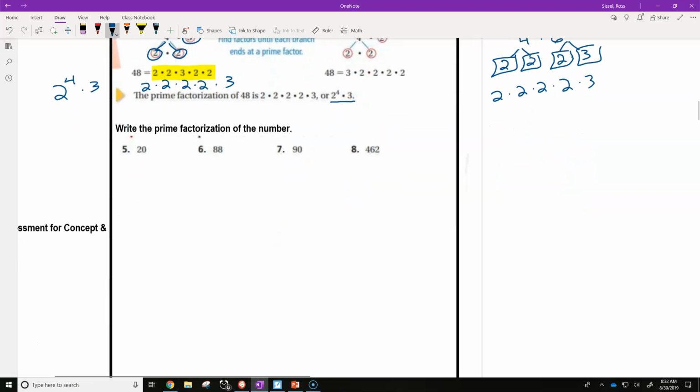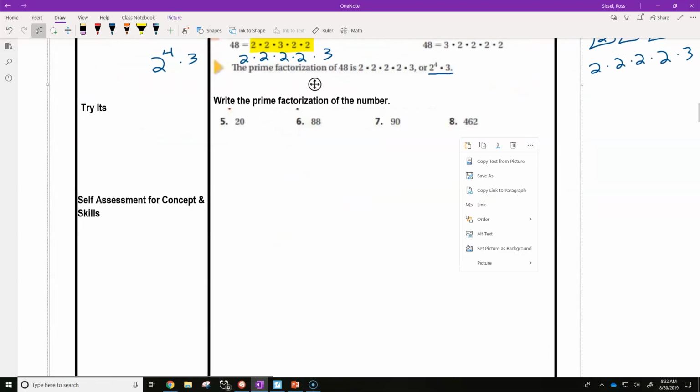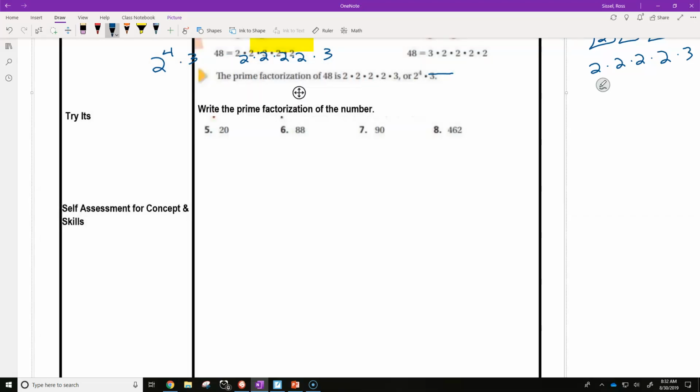So, I want you guys to try this. Let's do number 5. Try and come up with your factor tree for the number 20. Go ahead and break it down all the way and we'll compare our answers.